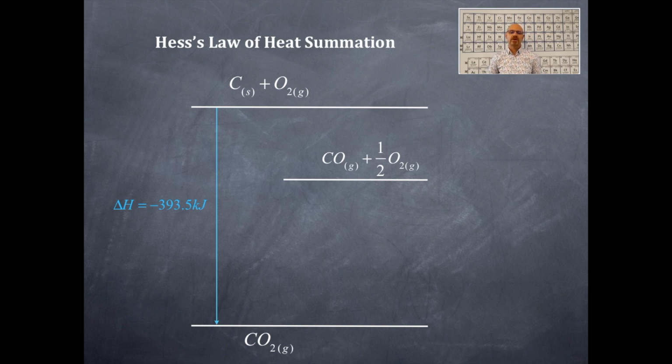I'm going to take the carbon and oxygen gas and go to carbon monoxide and then oxygen gas. And then from that, I'm going to go all the way to carbon dioxide. If you see, this orange two-step process is the same as far as the delta H overall. So I'm actually summing the two reactions up and I get the same result.